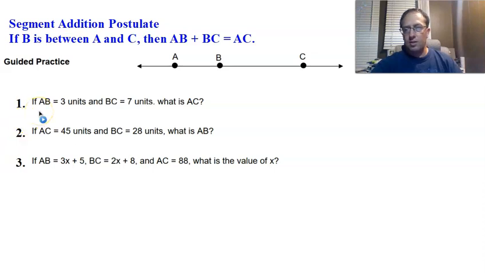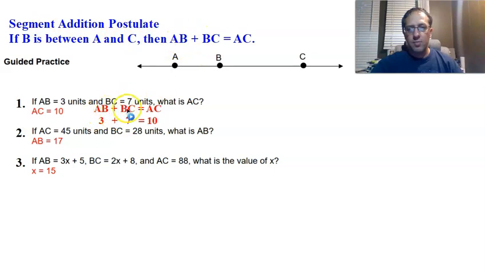All right, so let's see how you did. Hopefully this is what you got. If that's what you got, then good job. You're awesome. If not, then let's figure out why. Okay, so the first one. AB equals 3, BC equals 7. We want the length of AC, right? So by our segment addition postulate, we can take AB plus BC, and that's going to give us AC. So we plug in 3 for AB, 7 for BC, and 3 plus 7 equals 10. So AC equals 10. That one's simple.